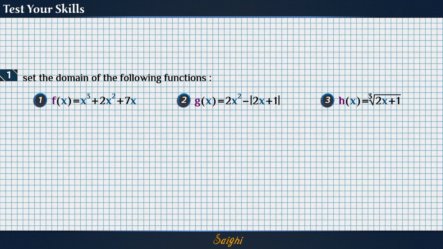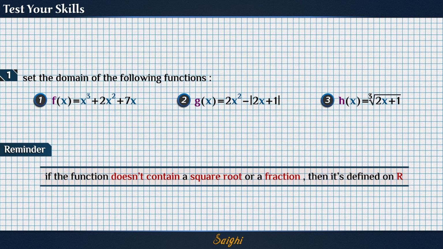In this test, we'll focus on the domain of functions that don't contain a square root or fraction. And for this, we try to set the domain of the following functions. But before you start, remember, if the function doesn't contain a square root or fraction, then it's defined on R. That means it's defined from negative infinity to positive infinity.